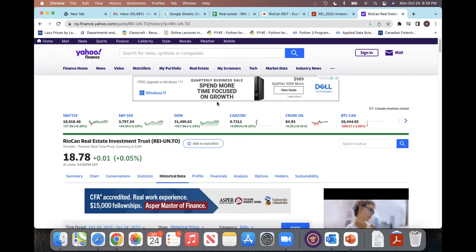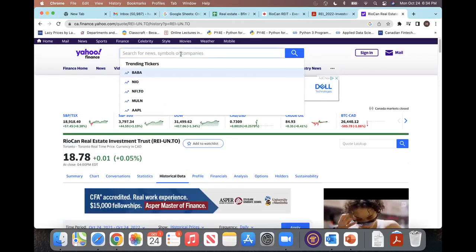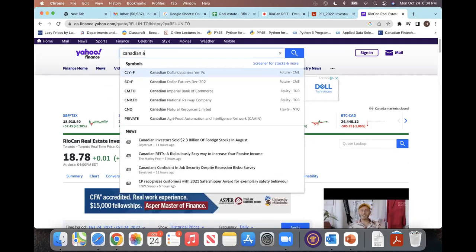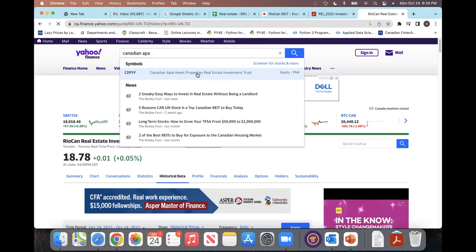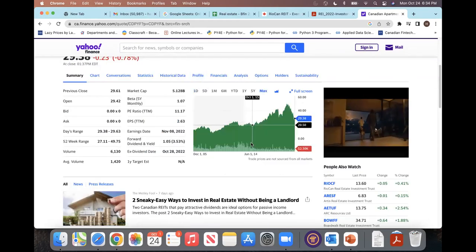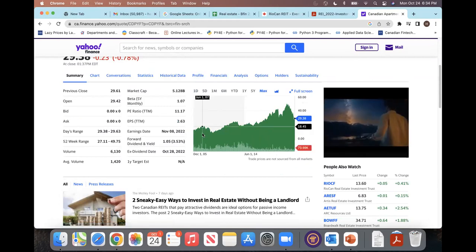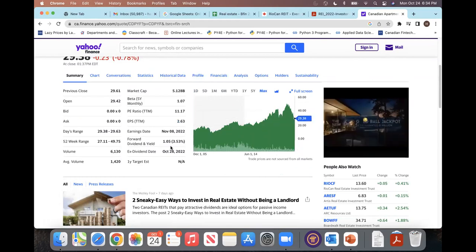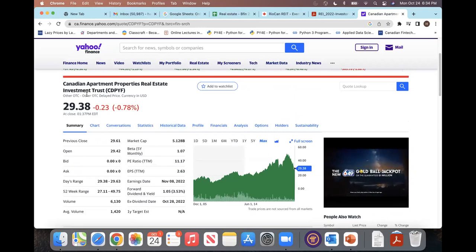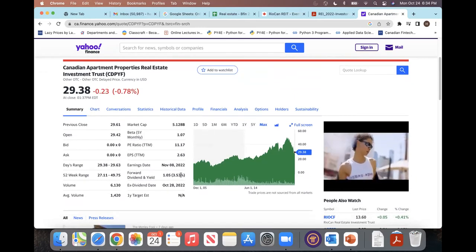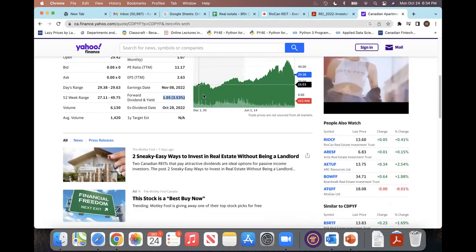So this is an example of a mixed-use REIT. Any questions till now? Okay. Another option is Canadian Apartment. This is not a mixed-use REIT. This is a REIT that focuses on residential properties. It has gone up from $14 to $29 now, right? So when you buy this for, let's say, $30 per share, you get access to a 3.53% dividend. Every month it pays you some dividend.